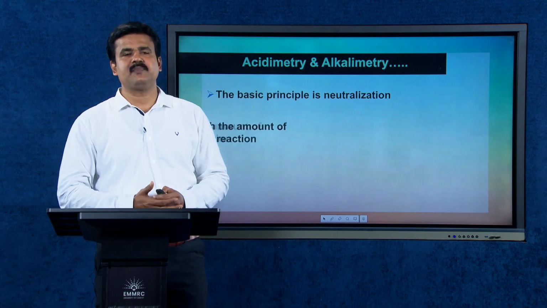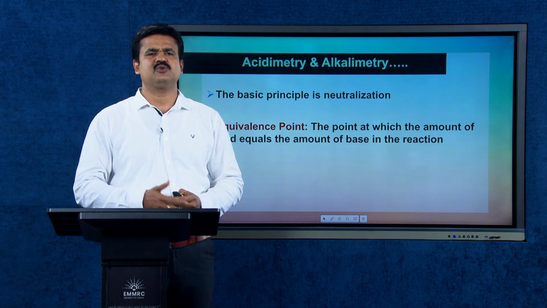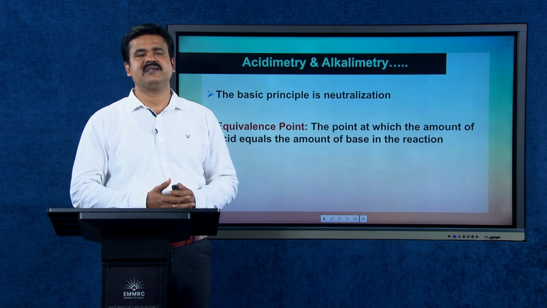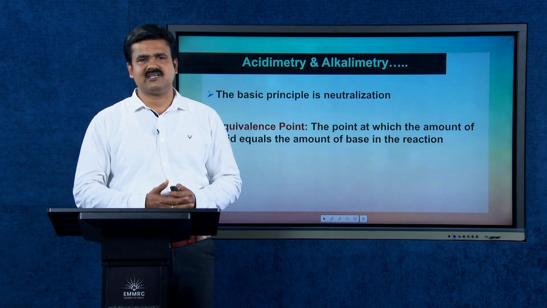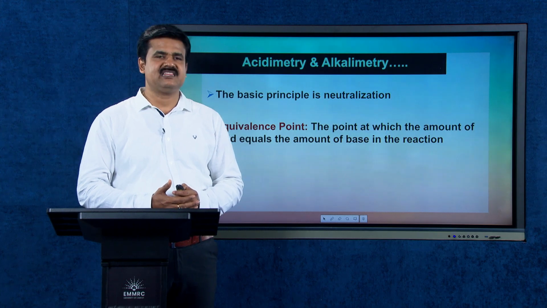The basic principle of acidimetry and alkalimetry is nothing but neutralization. Neutralization, you are familiar, is the reaction between an acid and a base to form a salt and a solvent or water. Then the equivalence point: the point at which the amount of acid equals the amount of base in the reaction is referred to as the equivalence point. Equivalence point is highly theoretical.